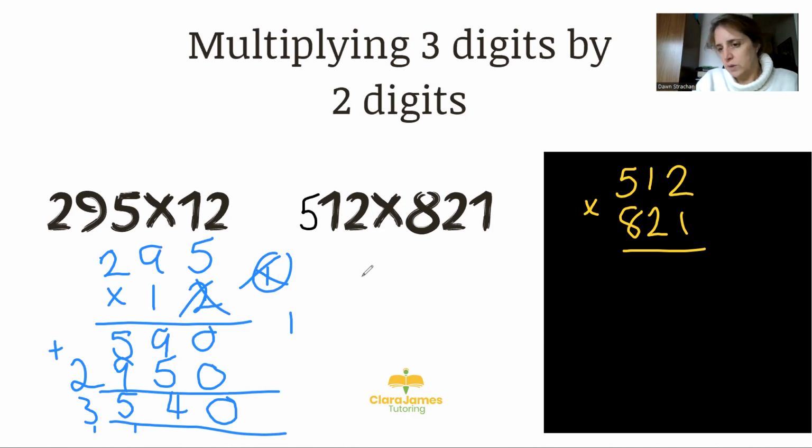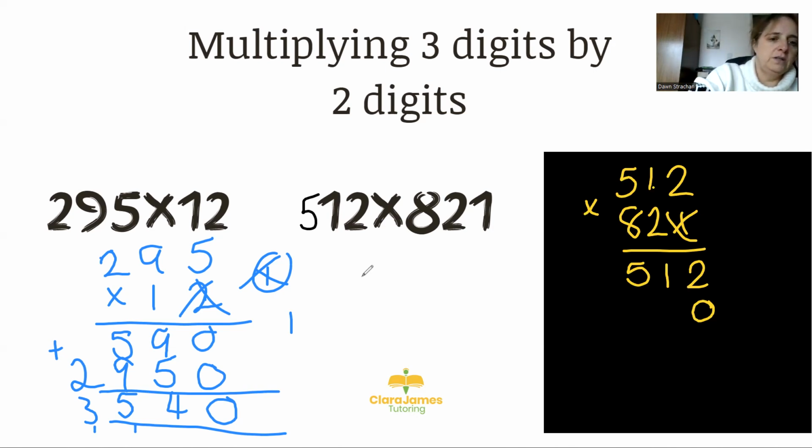So we've got 2 times 1 gives us 2, 1 times 1 gives us 1, 5 times 1 gives us 5. Okay, so that's this line finished. Because I finished with that 1, I need to put a placeholder underneath it, because now we're going to be multiplying by the 2. So what I'm going to do is underline the 2 so you can see what we're multiplying by. 2 times 2 gives me 4. 1 times 2 gives me 2. And 5 times 2 gives me 10. Okay, so that's that row finished.